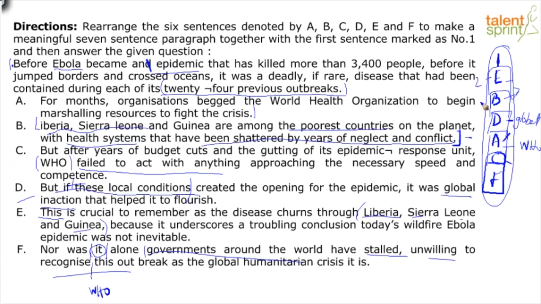E will become 2, B will become 3, D will become 4, A will become 5, C will become 6, and F will become 7. Now these are your 7 sentences. After you get this sequence right, you can't have F coming after A, boss, because WHO is your clue word here. Some action was requested or begged of WHO to take, which it failed. And F also talks about something that failed: nor was it alone. That's your clue. So WHO is not the only one that failed, but governments around the world also have stalled. So that's the right sequence. F can't come after A.